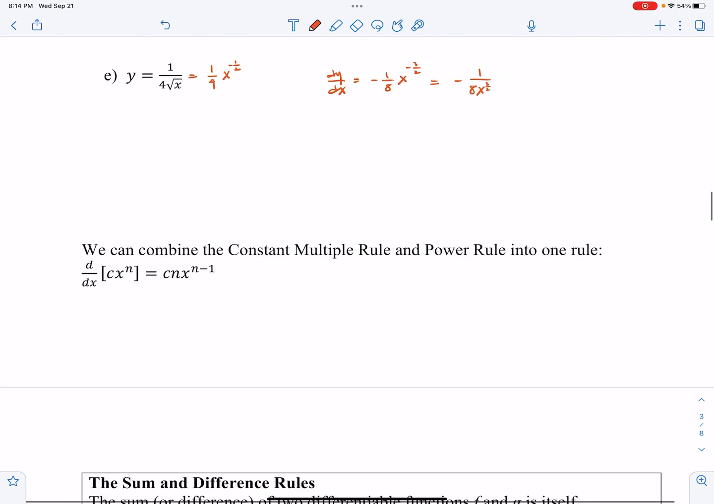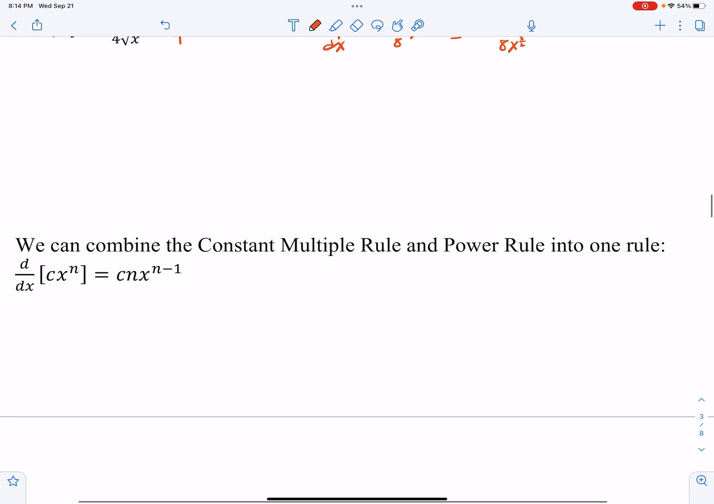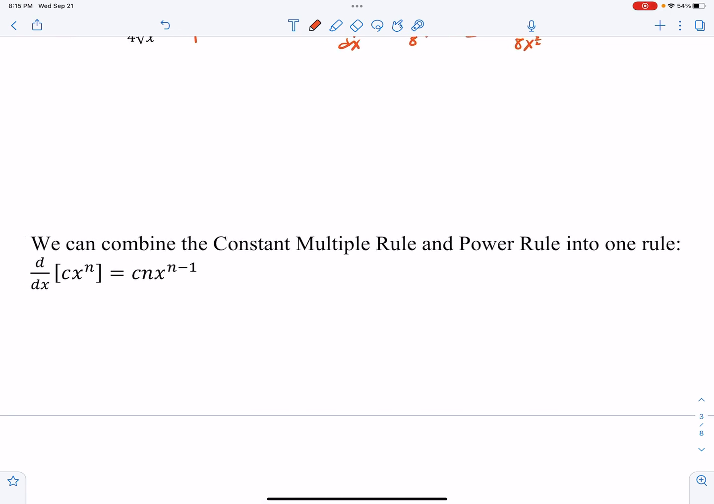So we can combine the constant multiple rule and power rule into one rule, where you can just think, okay, if you have a function of the form of a constant, that constant could be 1, times x to the n power, then power rule says that the derivative would be the constant times n times x to the n minus 1 power.